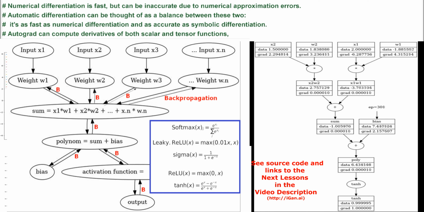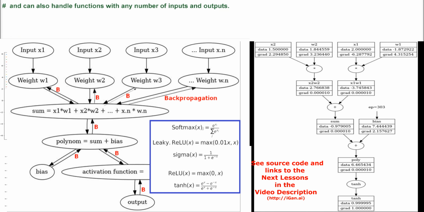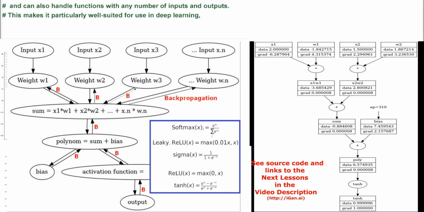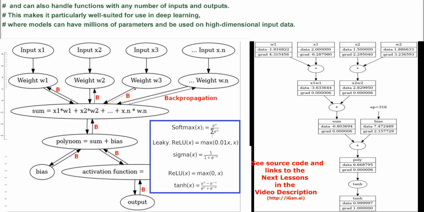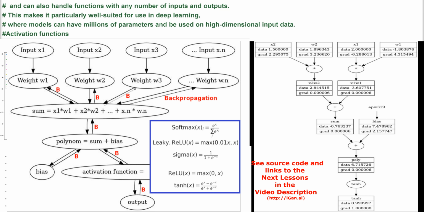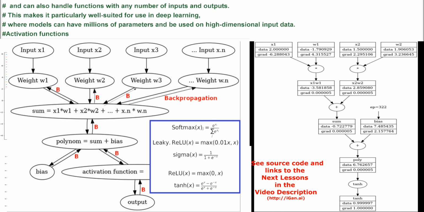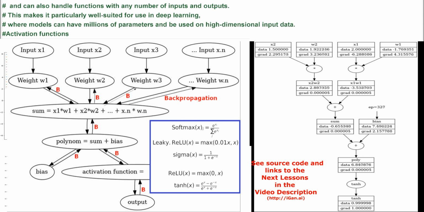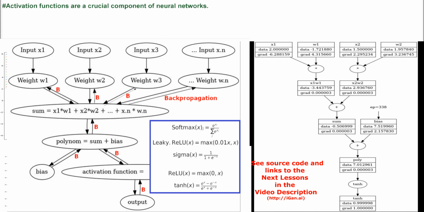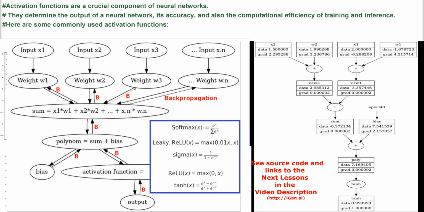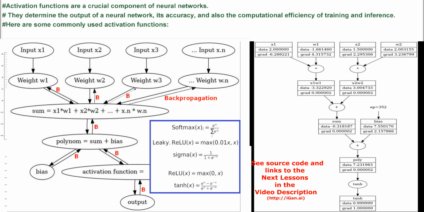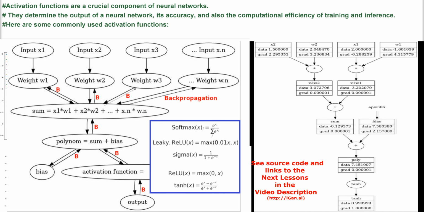AutoGrad can compute derivatives of both scalar and tensor functions, and can also handle functions with any number of inputs and outputs. This makes it particularly well suited for use in deep learning, where models can have millions of parameters and be used on high-dimensional input data. Activation functions. Activation functions are a crucial component of neural networks. They determine the output of a neural network, its accuracy, and also the computational efficiency of training and inference.